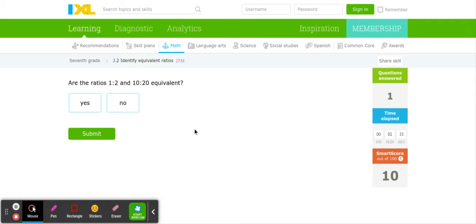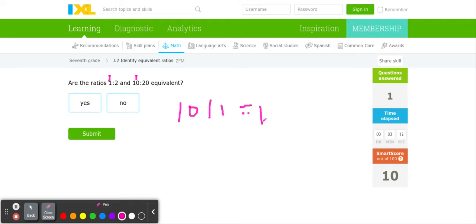Okay, so the next question is, are the ratios 1 to 2 and 10 to 20 equivalent? See if you can pause this video and try to figure this out by yourself. If not, you can just continue and I'll explain. You can also write these as fractions if you would like to, but if you prefer taking the easier route, you can just divide 10 by 1, the first number in both ratios, and that would equal 10.